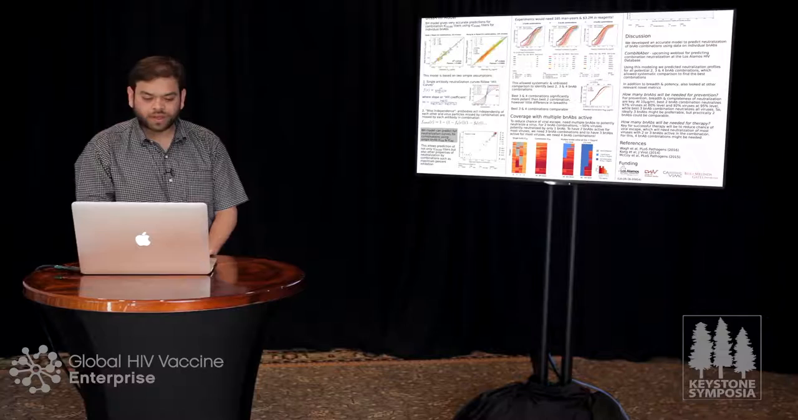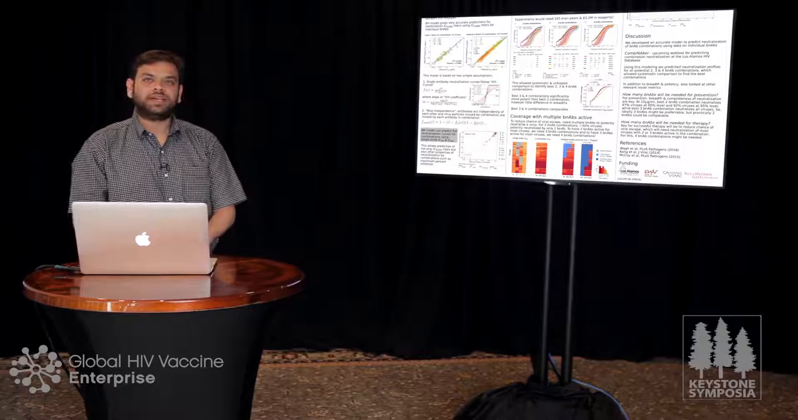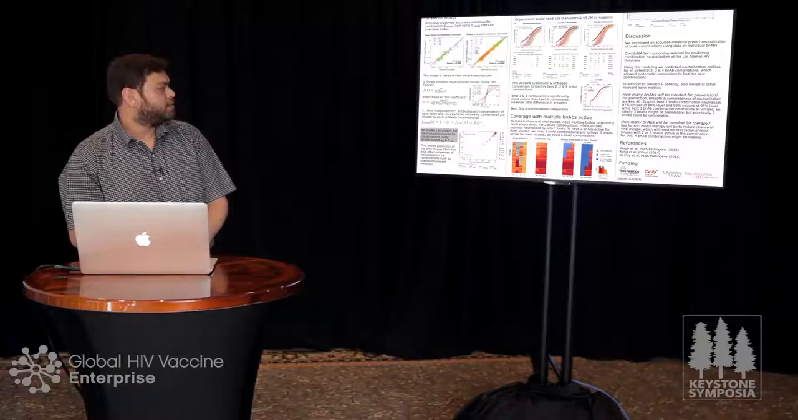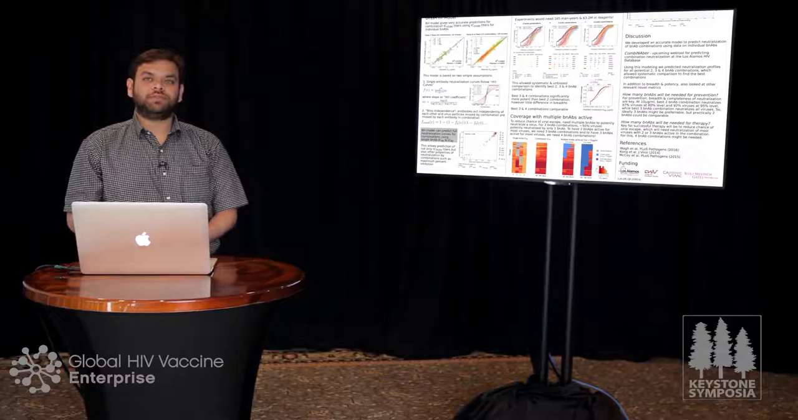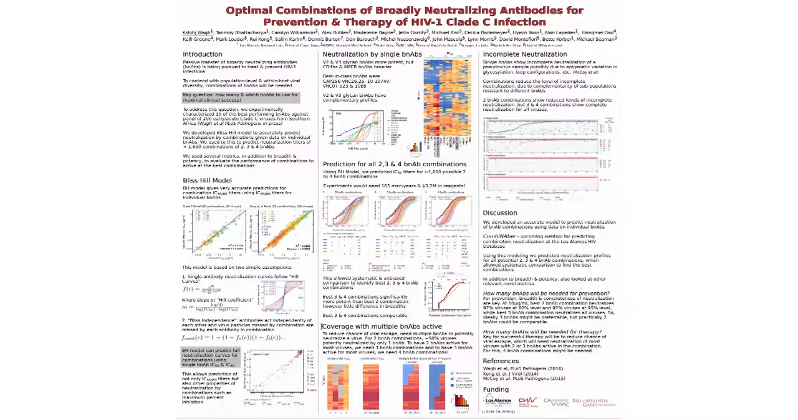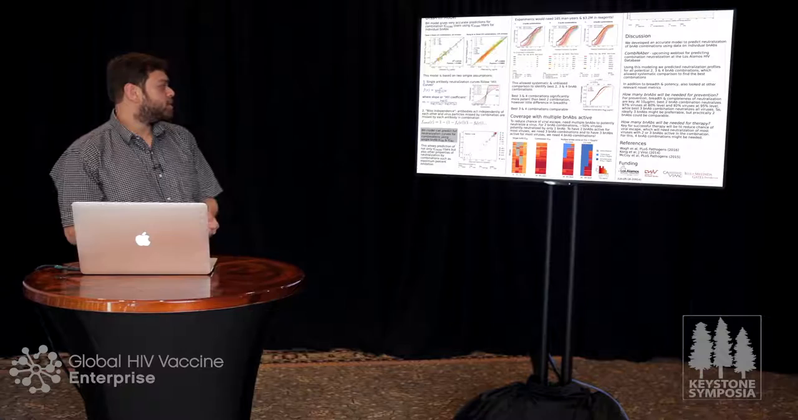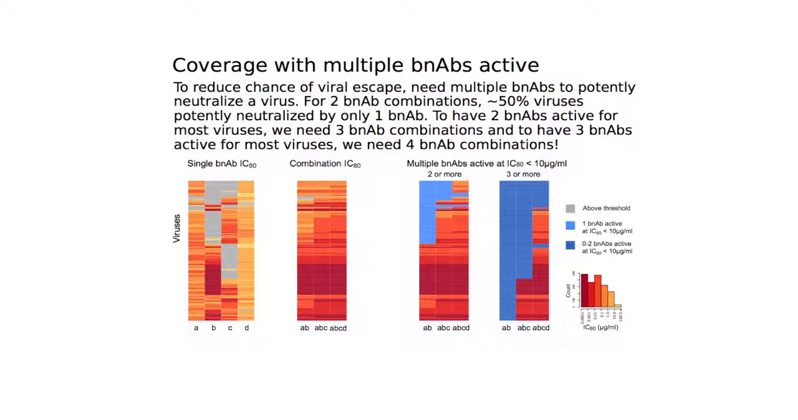Most of the studies before us have focused only on breadth-potency plots as a measure of the potency of the antibody combinations, and they would have stopped here. However, we also wanted to look at other metrics which might be relevant for in vivo success. The first metric that we looked at was coverage with multiple bNAbs active. The reason we would like to use antibody combinations as opposed to a single antibody to prevent or treat HIV infections is that they might reduce the chance of viral escape by using multiple antibodies.